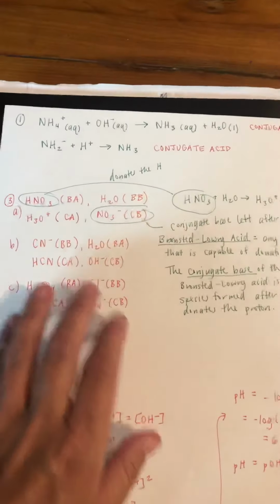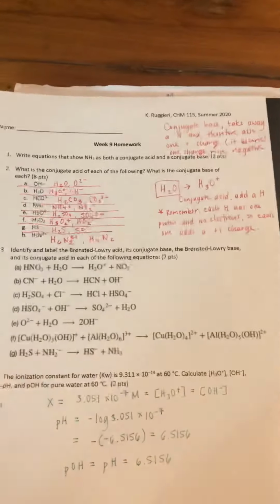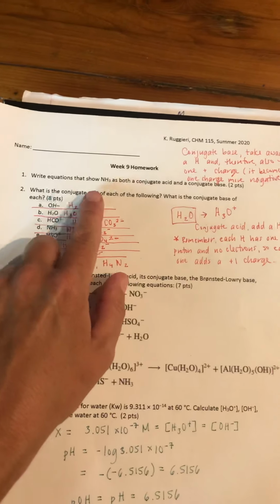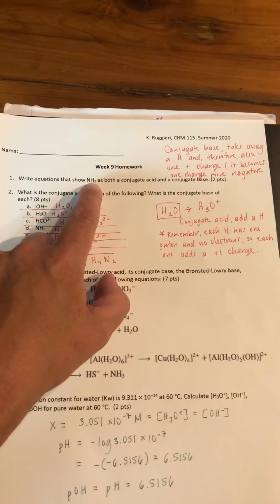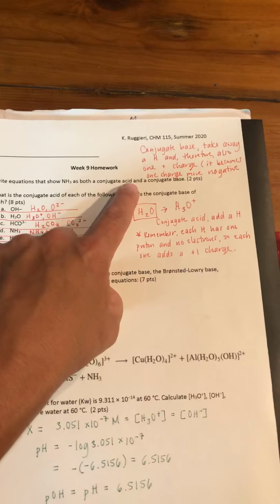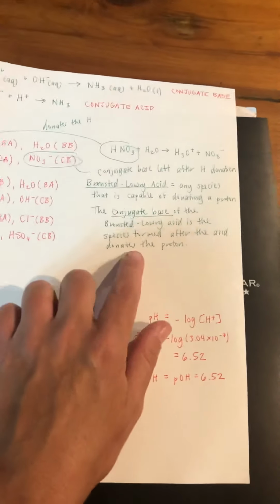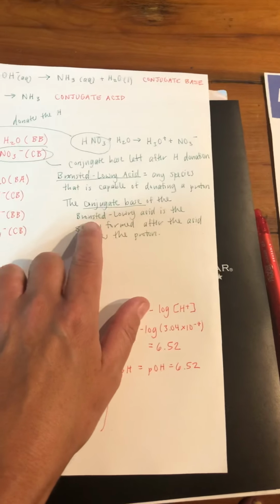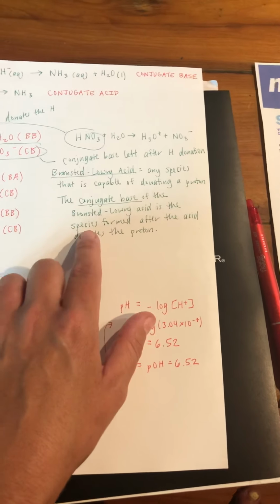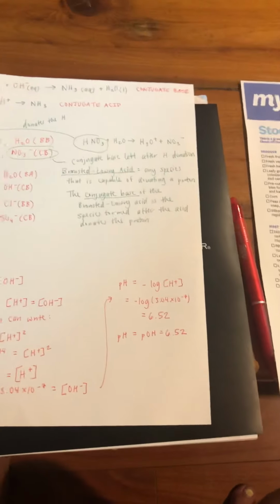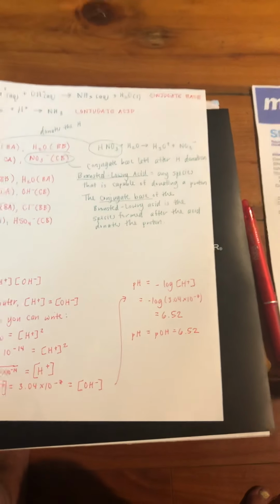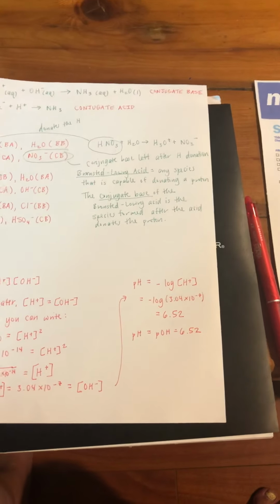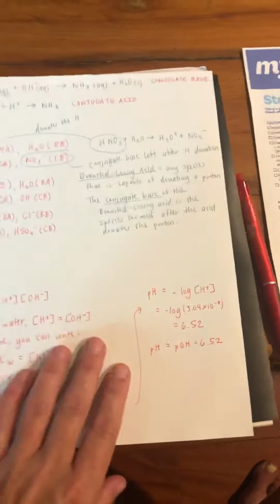On question 1, it asks you to write equations that show NH3 as both a conjugate acid and a conjugate base. And remember, this is specifically within the context of Bronsted-Lowry acids and bases, but the conjugate base is basically what's left after the acid species donates its hydrogen.